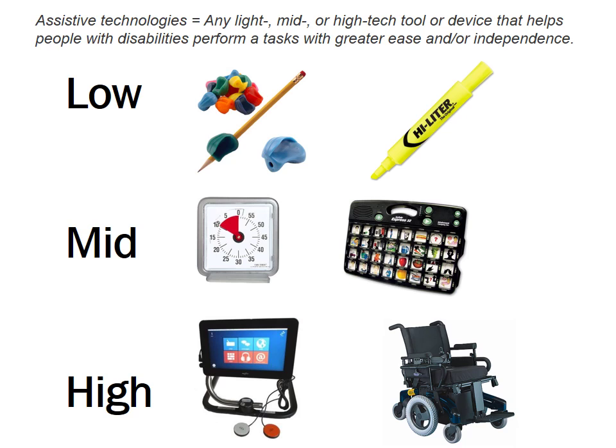Some of the examples on the screen for low include just something that might help somebody hold a pencil a little easier. Mid technologies might involve some type of external power device like batteries or winding up a timer. And then high tech tools can include some high-tech hardware as well as software, and certainly just about anything that involves using a computer would probably fit into the high-tech category.